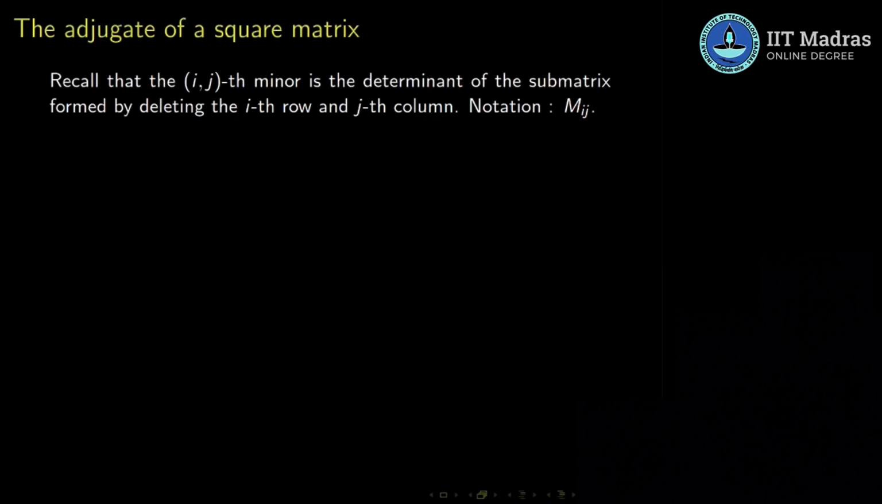So, I am going to introduce a few notations. So, the adjugate of a square matrix. So, what is that? So, remember in the previous video we defined something called minors and cofactors. So, the ijth minor is the determinant of the submatrix obtained by deleting the ith row and the jth column, and we denoted it by Mij, and the ijth cofactor was defined as multiplying the ijth minor by minus 1 to the power i plus j.